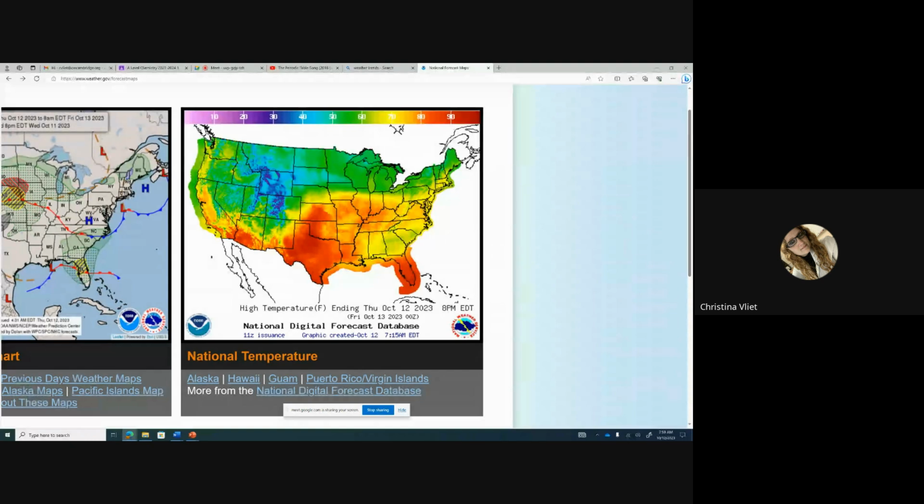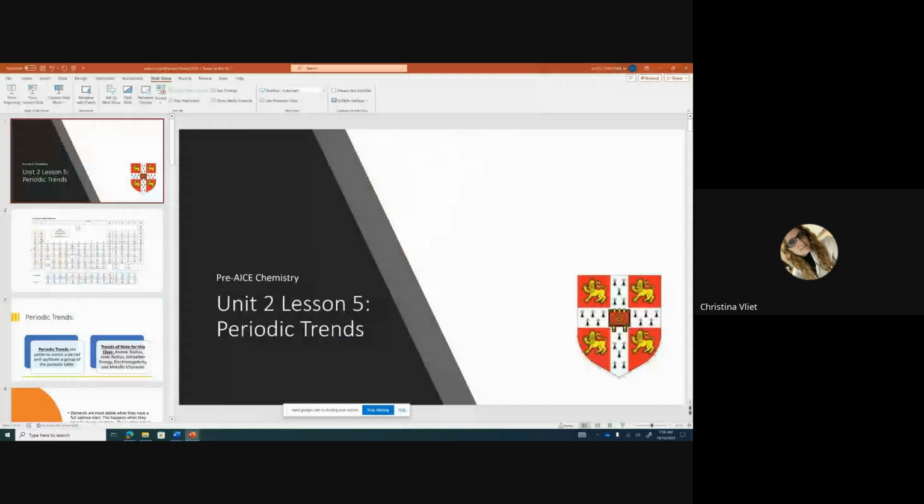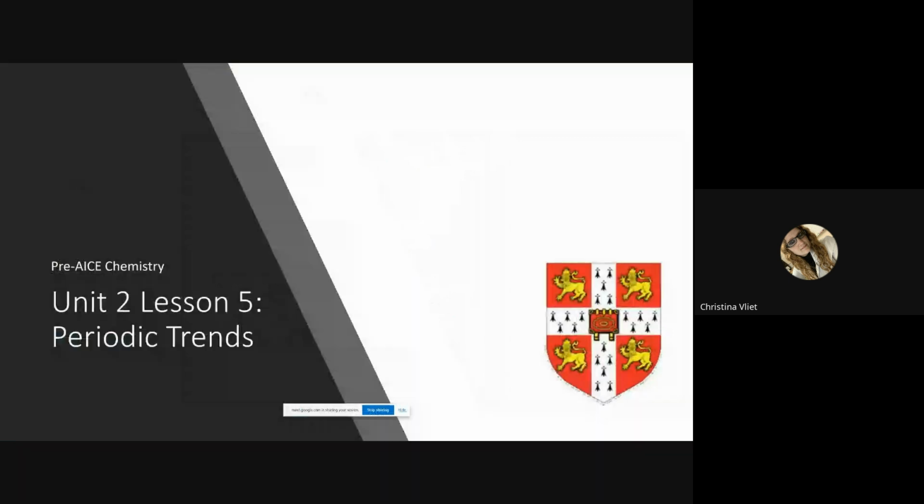All right, so Unit 2, Lesson 5, periodic trends. So a trend is basically a pattern, looking at the periodic table and drawing patterns. What do we mean by patterns? Well, in the map of the United States, you saw patterns of heat temperature. In the periodic table, we're going to look at patterns such as the size of atoms, such as how likely an atom is to lose or gain electrons, how much like a metal the element is. And so we're going to be looking at trends today.